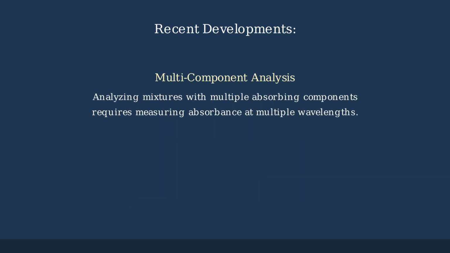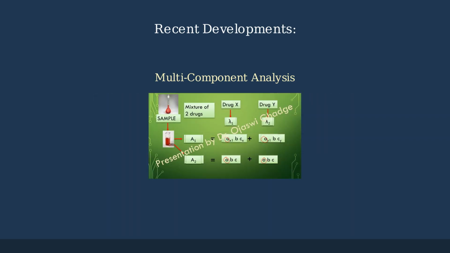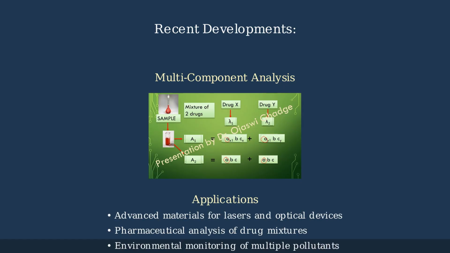Another significant advancement is in multi-component analysis. This approach allows us to analyze mixtures with multiple absorbing components by measuring absorbance at different wavelengths. For example, when analyzing a mixture of two drugs, we can determine the concentration of each by measuring absorbance at two different wavelengths. These advanced approaches expand the applicability of Beer-Lambert's law in developing new materials for lasers, analyzing pharmaceutical mixtures, and monitoring environmental pollutants.